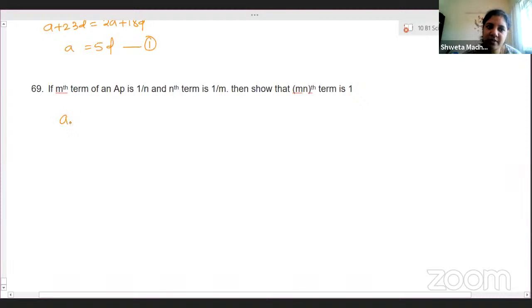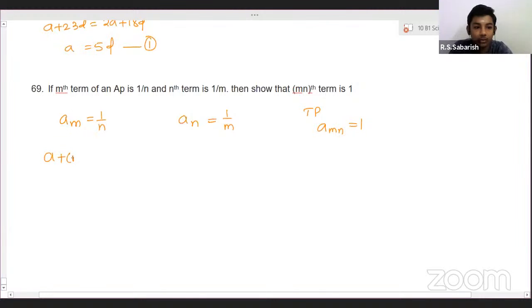Mth term, that means AM, is equal to 1 by n, they have given, right? And nth term they have given as 1 by m. What we have to prove? The mnth term, product of those two, equal to 1. So for AM, in place of n we have to substitute m. That is first term A plus m minus 1 into D is equal to 1 by n.